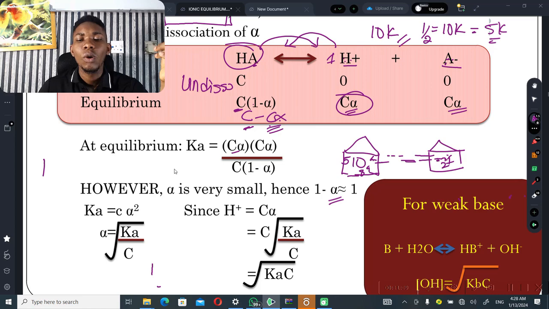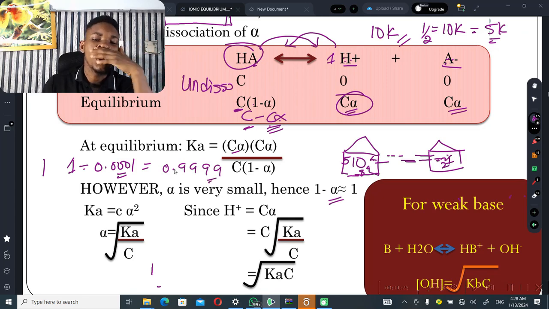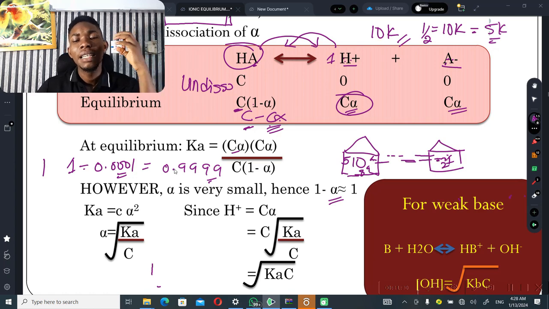True or false? So can we now say that the 1 minus alpha, the fraction that actually left, is so small compared to 1? Just like you have 1 and only 0.0001 dissociated. If you do 1 minus 0.0001, it gives 0.9999. Now, if you approximate, it gives us 1. So for a weak acid, the amount dissociated is so negligible compared to the initial amount that was there before. Hence, you say 1 minus alpha is approximately 1.